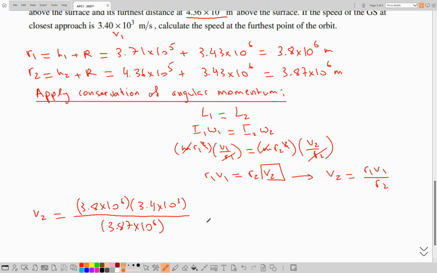Plugging that expression on the calculator, we would find that the new speed at the furthest location is given by 3.34 times 10 to the power 3, and the unit of the speed is meters per second.